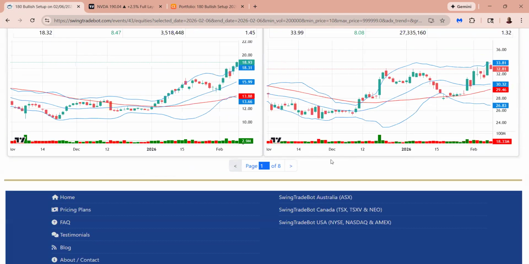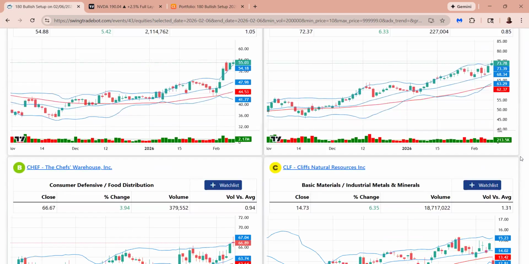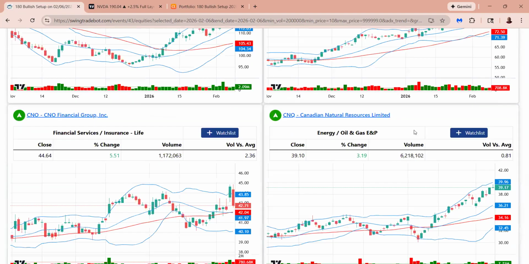And if there's any oil and gas, let's go to the second page. Oil and gas, I'm also not interested in. That should show up coming up in one of these. Yeah, there we go. CNQ, energy, oil, and gas. So I go through all of these. I do a quick visual check.